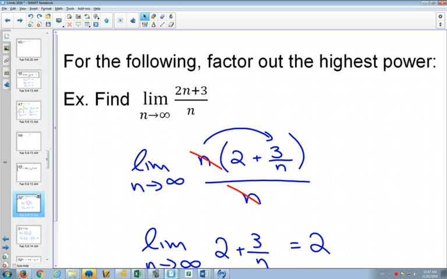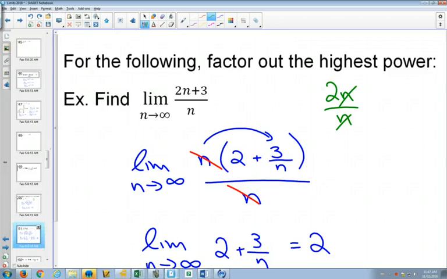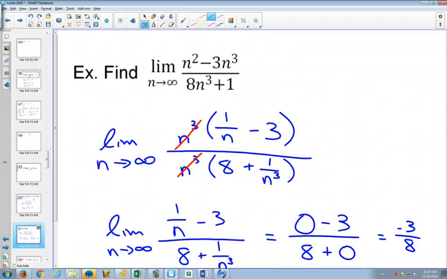So in this expression, the most powerful thing is an n to the 1. And there's 2 of them on top and 1 of them on the bottom. And if you just thought about that, the limit would be 2. On our second one here, the most powerful thing is n to the 3.